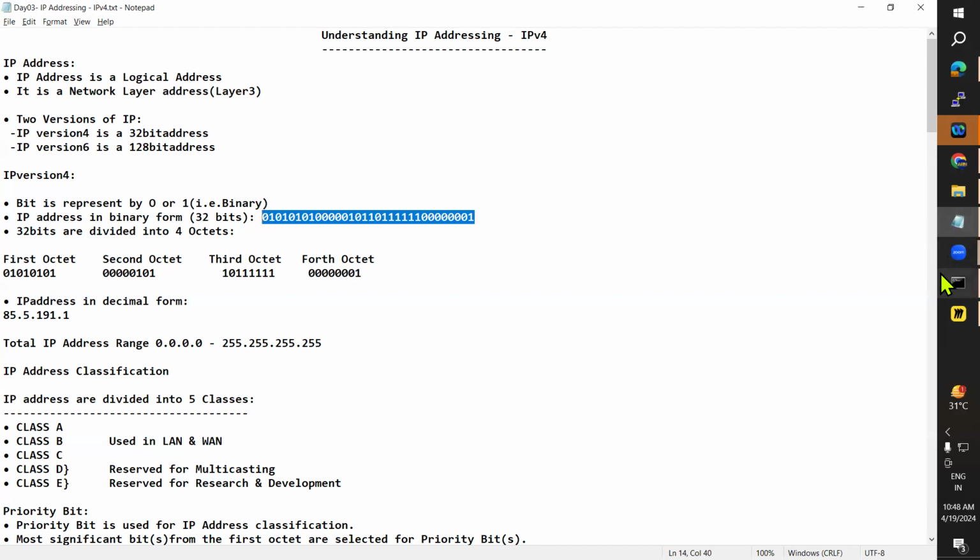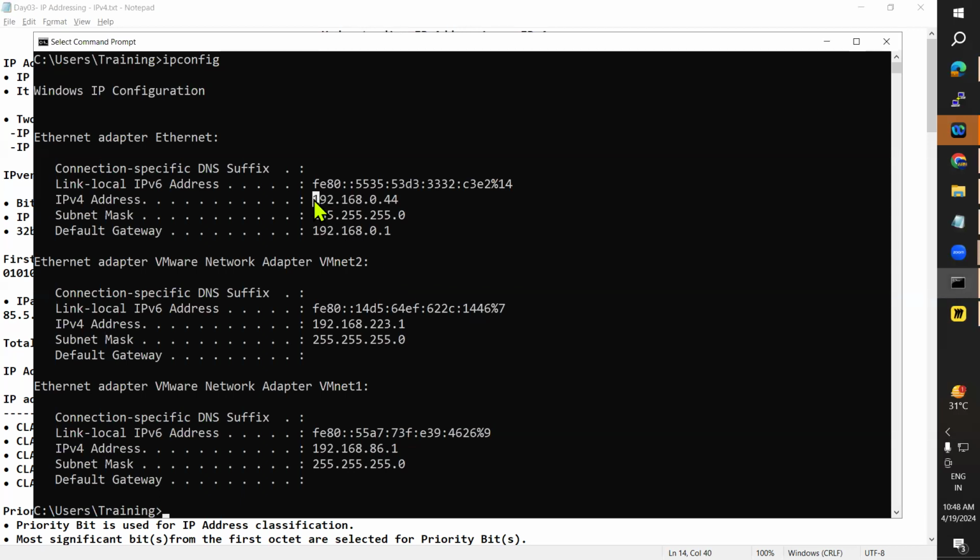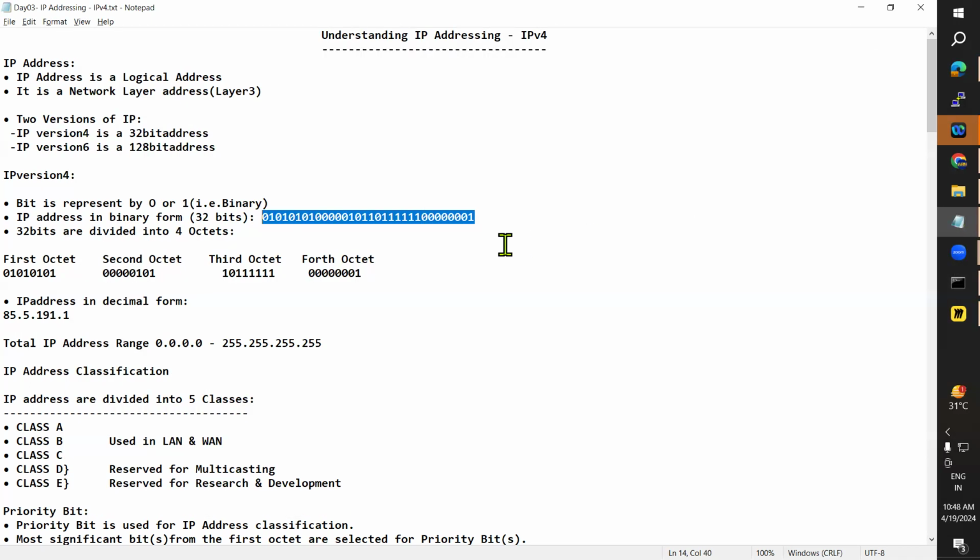But our actual IP address looks like this. This is the IP address. But it converts to binaries, then only the system can understand. Otherwise, the system cannot understand. So this is the IP address in binary, 32-bit.